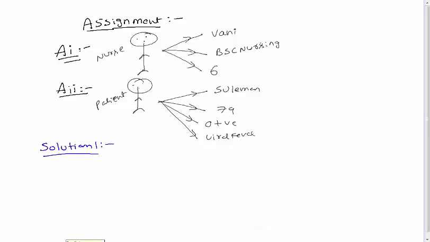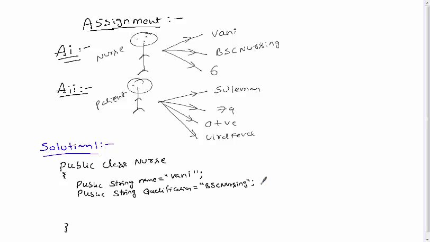Now let me show you the solution for the first assignment. First you need to declare the nurse class, open curly bracket, end curly bracket, write public string name is equals to Vani, write public string qualification is equals to BSc nursing, again in double quotations and semicolon. Finally write public int exp or experience is equals to 6. You can give any variable name. Okay. But in general, if the variable name is too long, it is better to give a shorthand name for the variables. Okay. But it must be understandable to other programmers. So this is how you will be creating the nurse class.